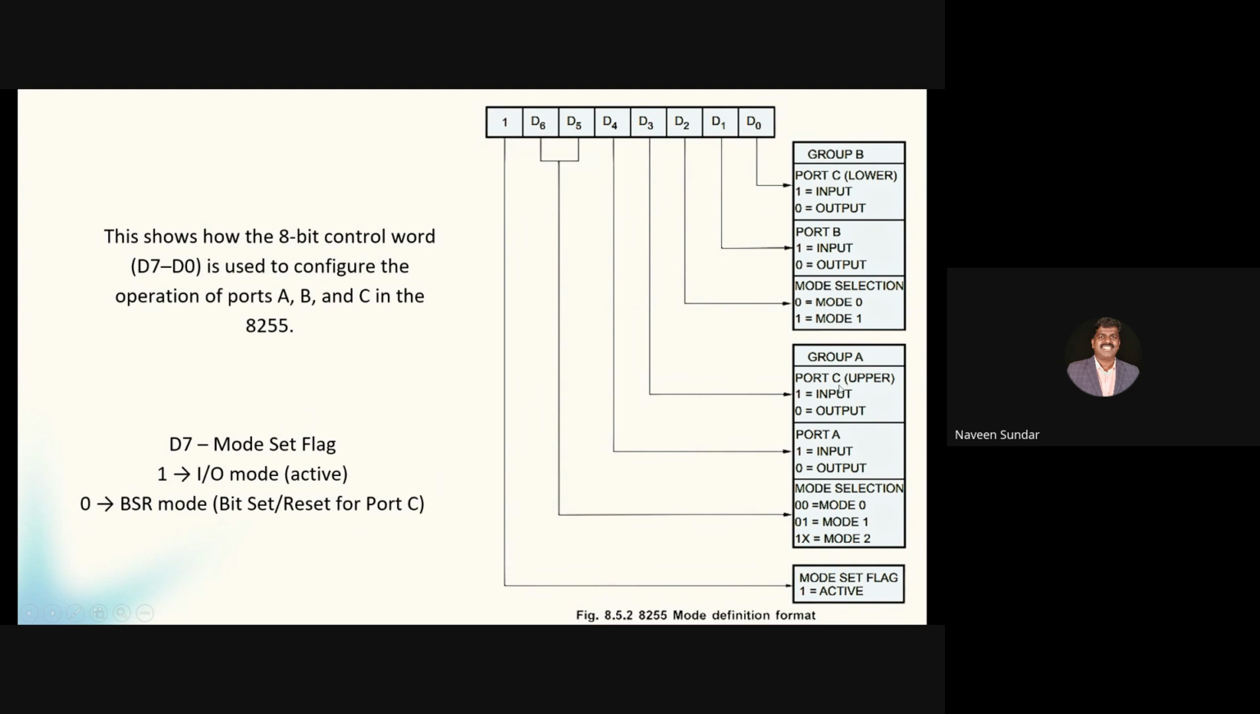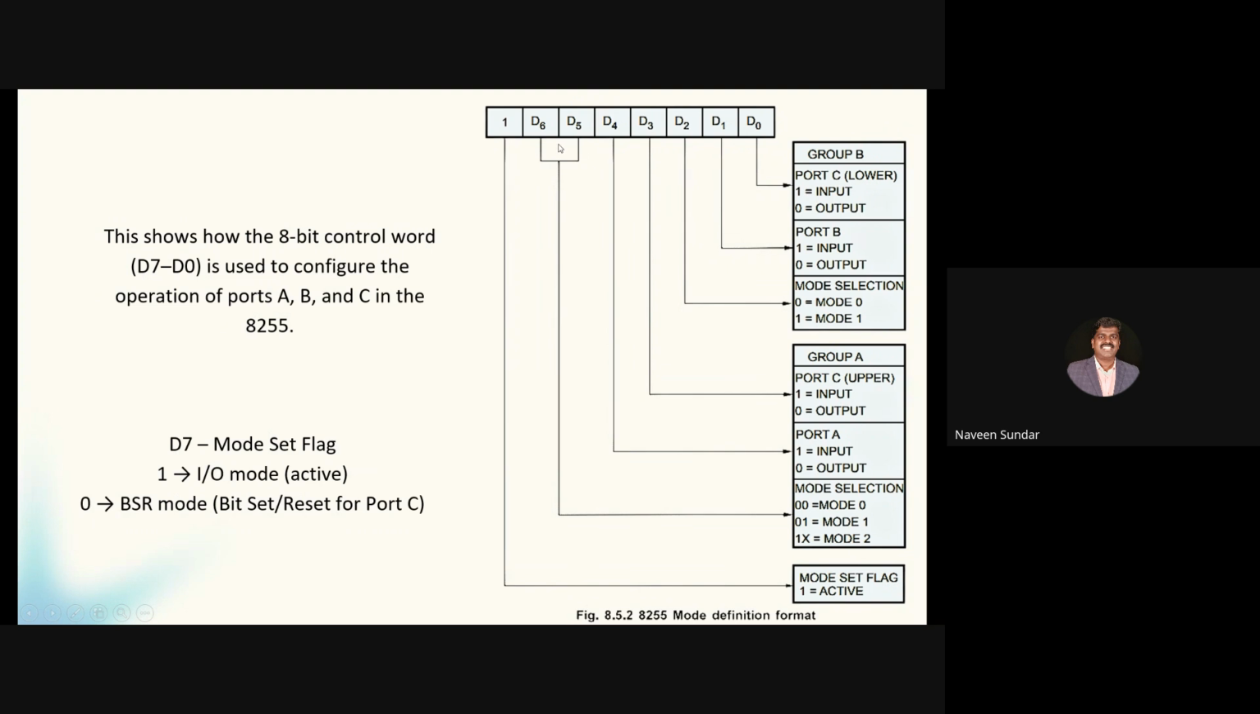Similarly, for group A, port C upper and port A, we see it as D3 and D4. But here, D5 and D6 are the mode selection. Here it supports all the modes, mode 0, mode 1, and mode 2. That's why we have designated two data pins, D5 and D6, for selecting mode 0, mode 1, or mode 2. Mode 0 means both are 0. Mode 1 means 0, 1, and mode 2 means 1x. The first one should be x, and the second should be deactivated. Got it? That is called mode 2.